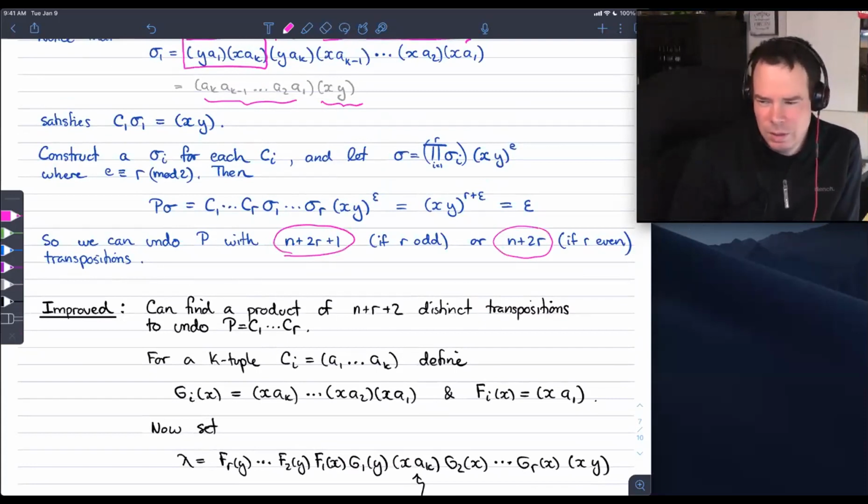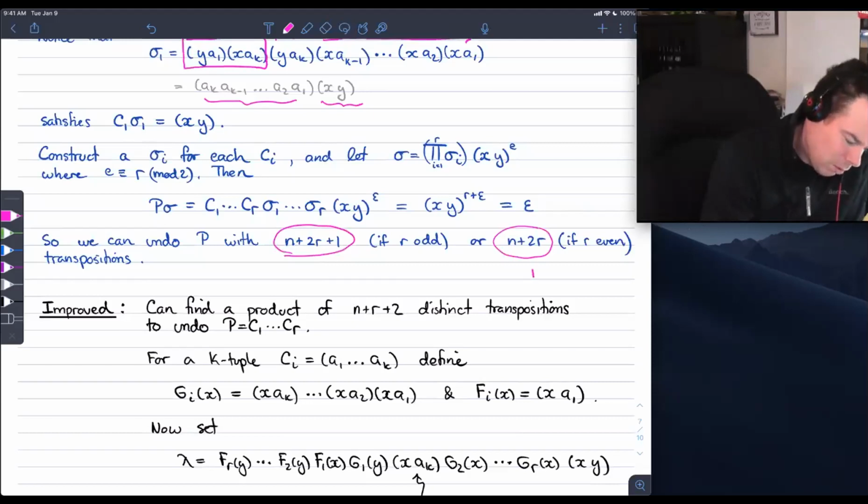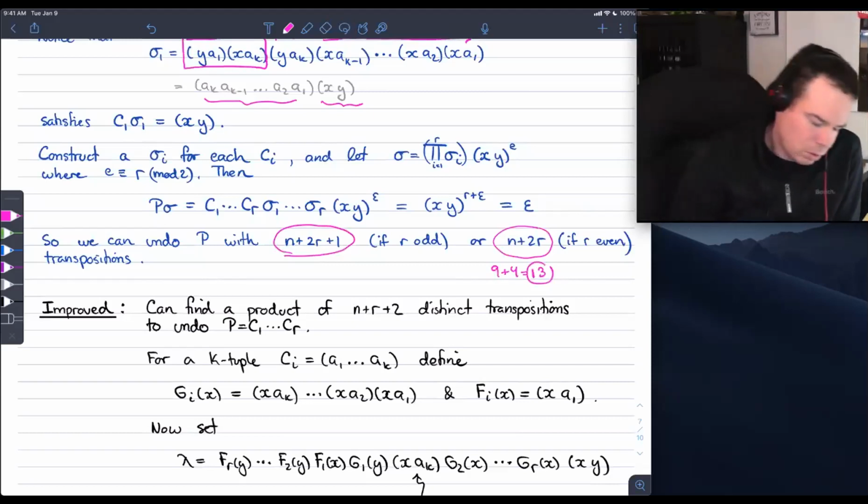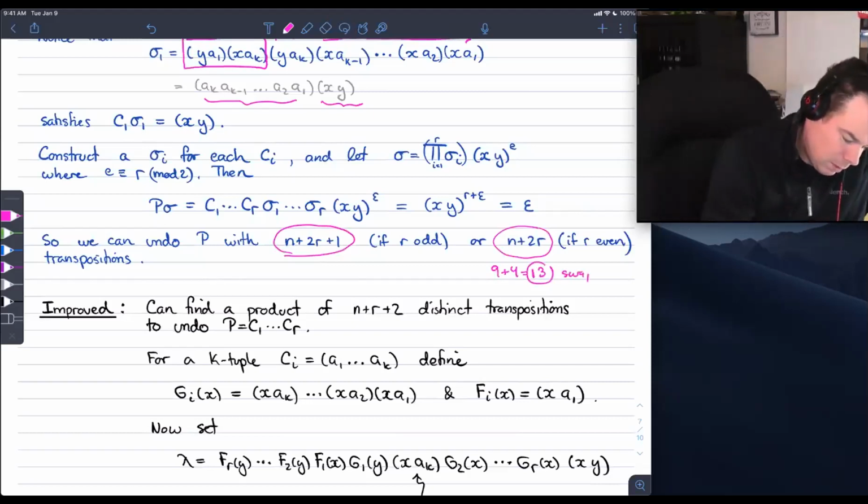In this case, we had r cycles. There was 2 cycles. There was a 7 cycle and a transposition. So there's only 2 cycles to restore. So r is 2. N was 9 because there was 9 people. So it was a case where r is even, and we needed 13. So it was a 9 plus 4 or 13 2 cycles to fix it.